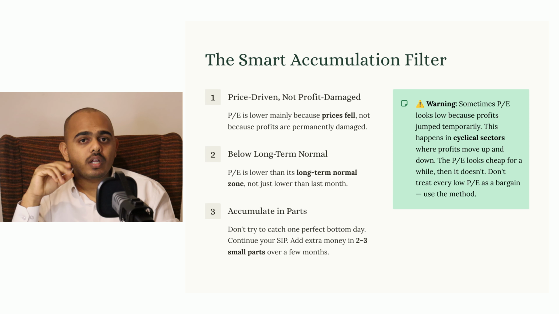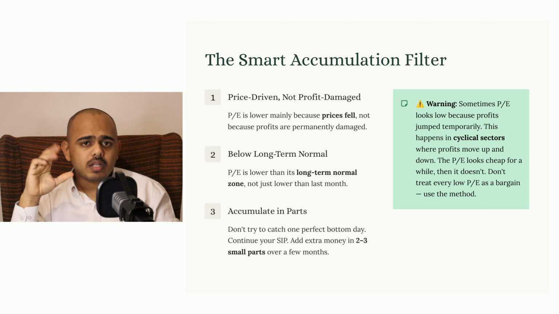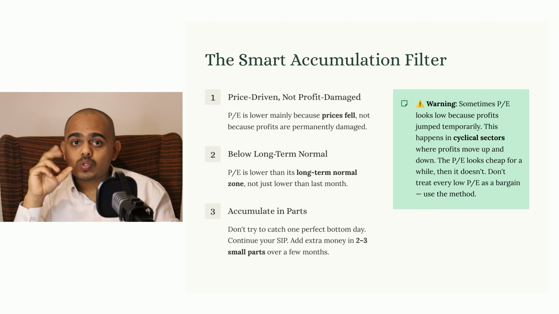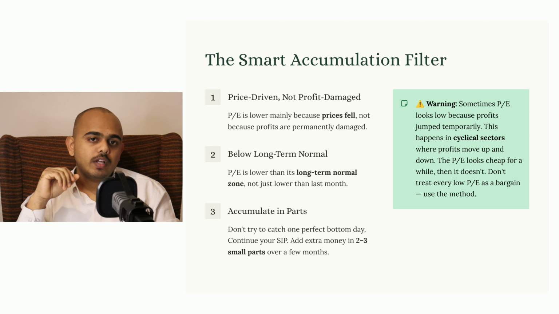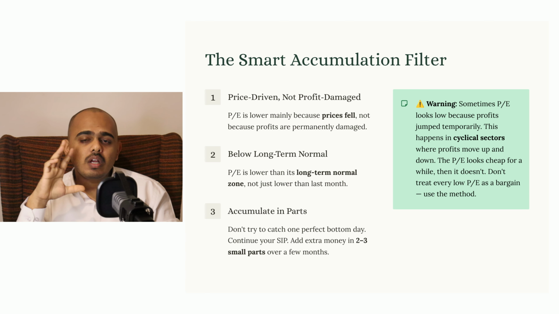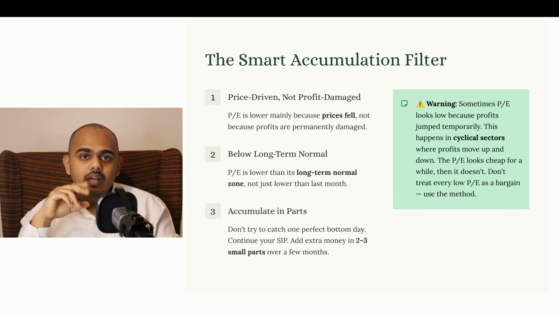And the biggest rule: accumulate in parts. Don't try to catch one perfect bottom day. Continue your SIP, and if valuations look clearly cheaper than usual, add extra money in two or three small parts over a few months. This reduces timing risk. But one important warning: sometimes PE looks low because profit jumped for a short period of time. This happens in cyclical areas where profits move up and down quite a few times. So the PE looks cheap for a while and later it doesn't. So don't treat every low PE as a bargain.